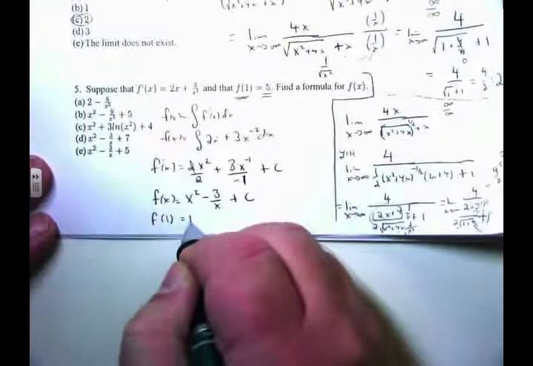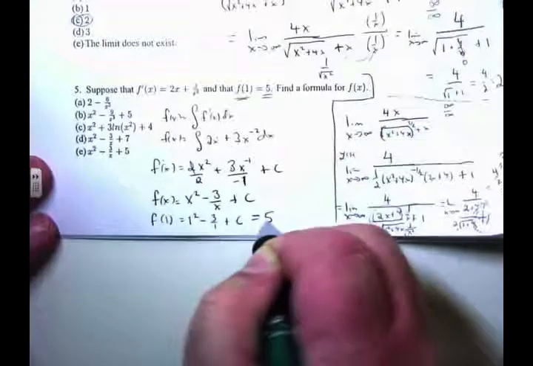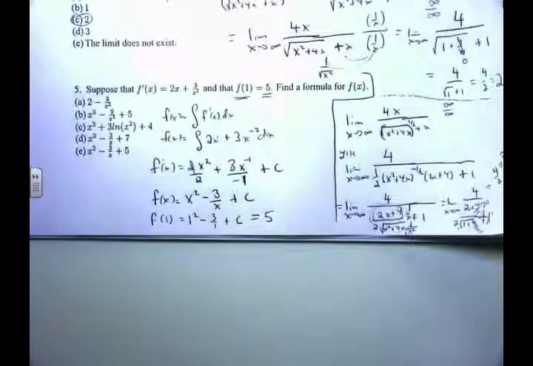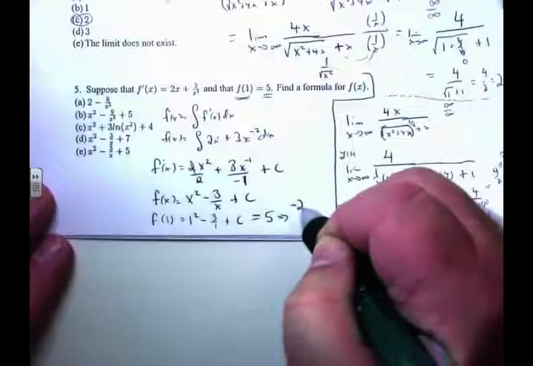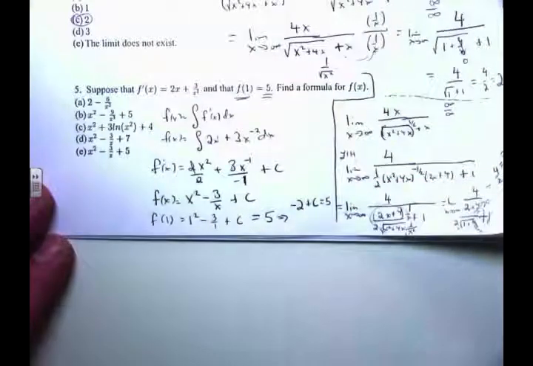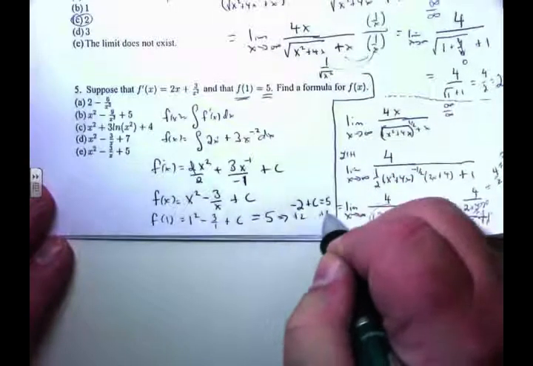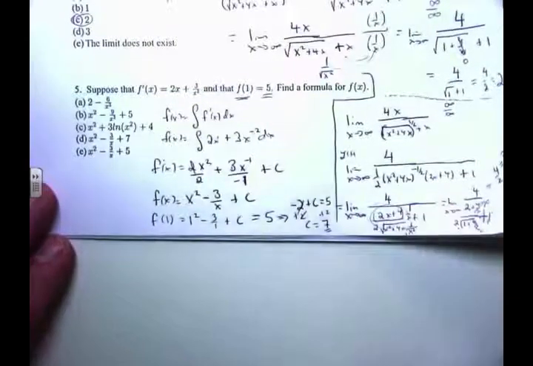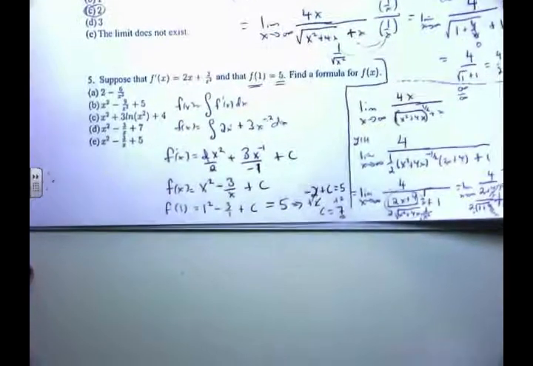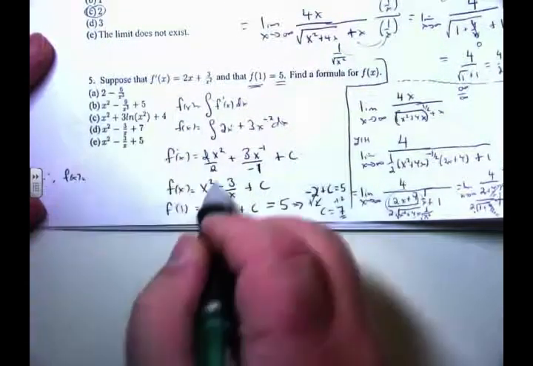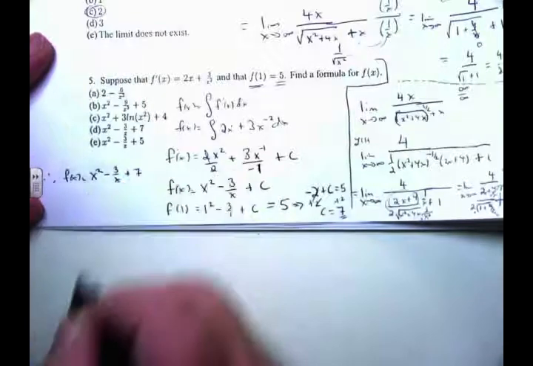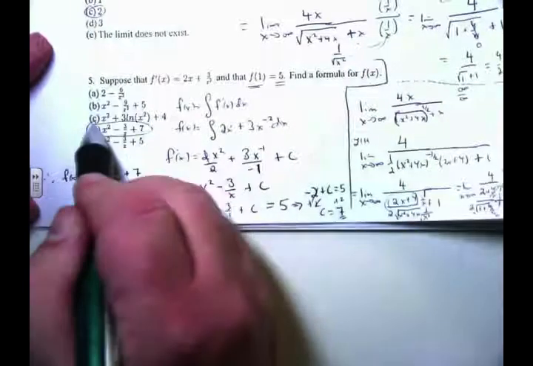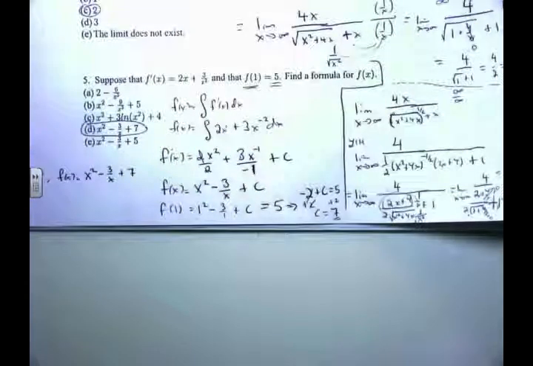When I plug in 1, f of 1, that'll be 1 squared minus 3 over 1 plus c. That's supposed to be equal to 5. Watch the careless errors. 3 divided by 1 is 3. 1 squared is 1. 1 minus 3 is negative 2, plus c equals 5. Solve for c. Add 2 to both sides, and what do I get for c? 7. Therefore, my answer is f of x is equal to x squared minus 3 over x plus c, and that would be plus 7, which is answer D. Any questions, complaints, comments? Okay.